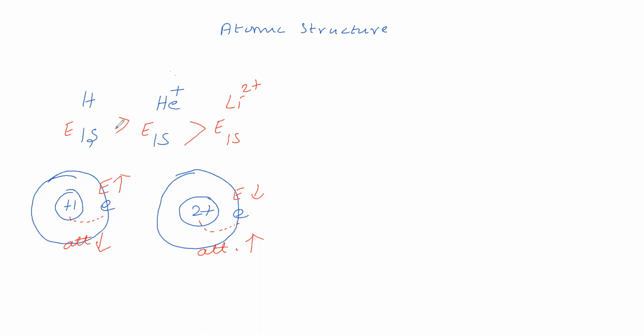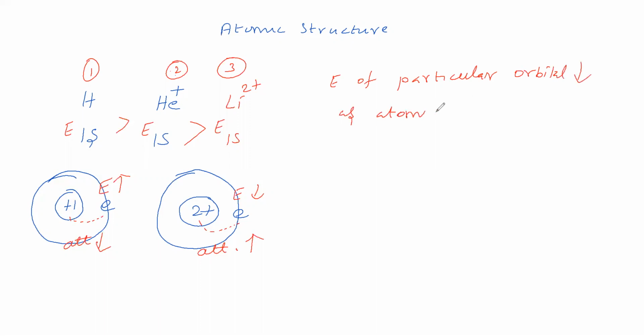Therefore, here we can conclude that this has atomic number 1, this atomic number 2, and this atomic number 3. As atomic number rises, what happens to the energy of orbitals? It reduces. Therefore, the energy of a particular orbital decreases as atomic number increases. So from this we can say that the energy of an orbital depends on atomic number.